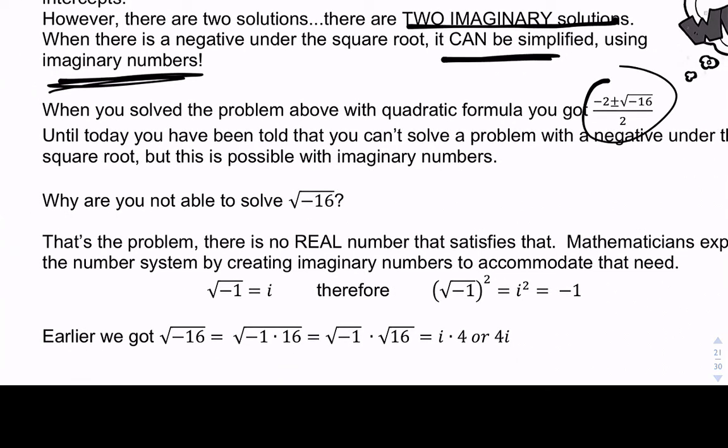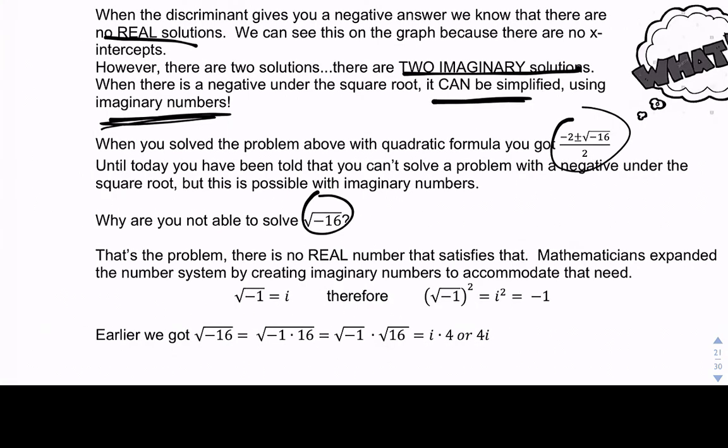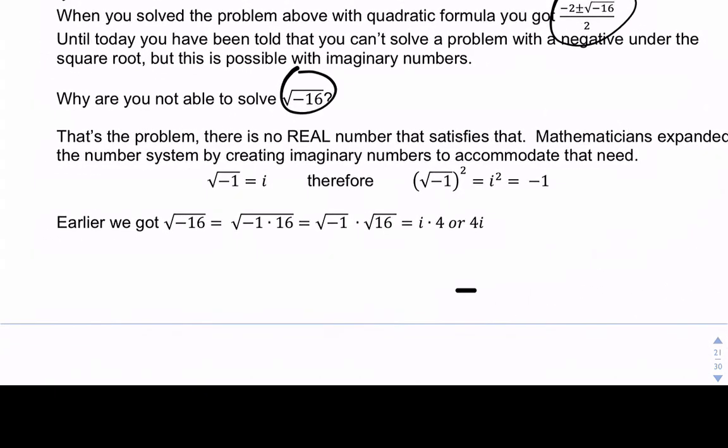We have that negative 16. And again, why can't we solve the square root of negative 16? Well, there's no number times itself that's negative 16. All right, so that's the problem. There's no real number that satisfies that. But mathematics expanded the number system by creating imaginary numbers to accommodate that need. So there are 2 imaginary roots.